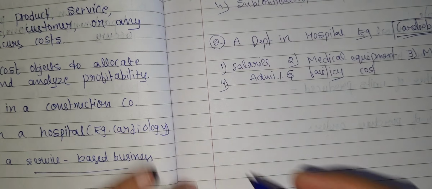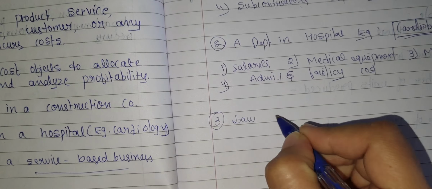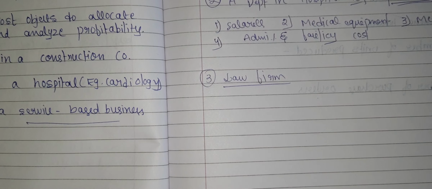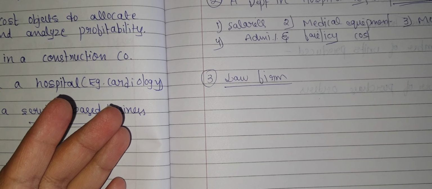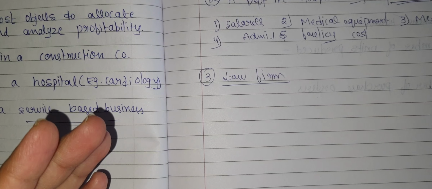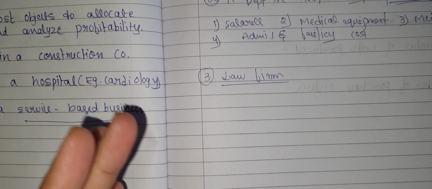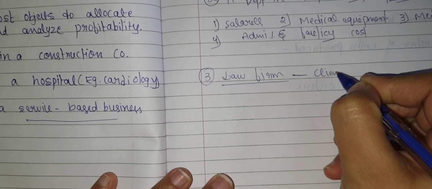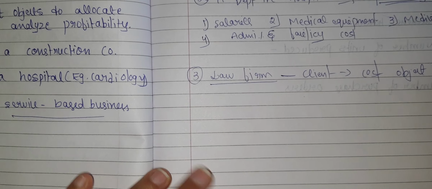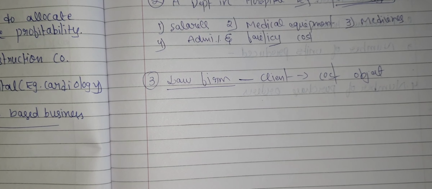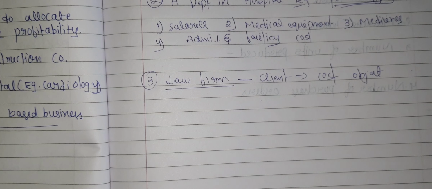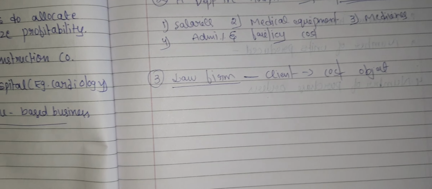Here we will take the example of a law firm. A law firm provides legal services to different clients. Each client, meaning each customer, is a cost object. The firm needs to track costs, for example attorney fees.